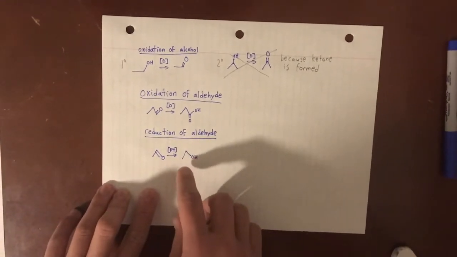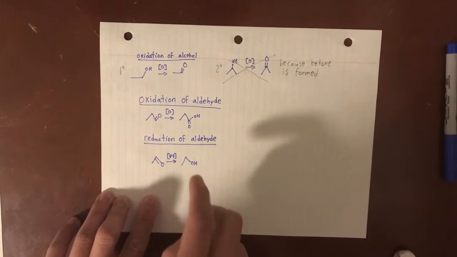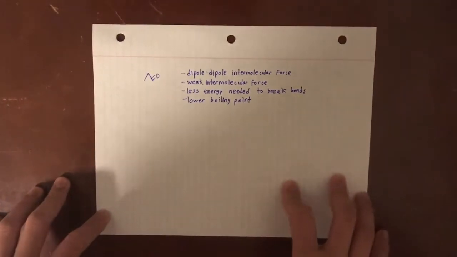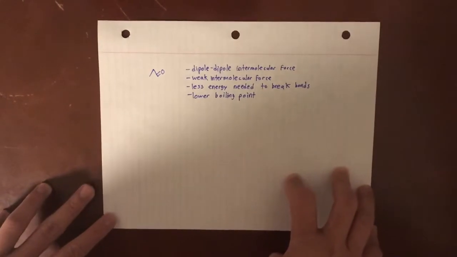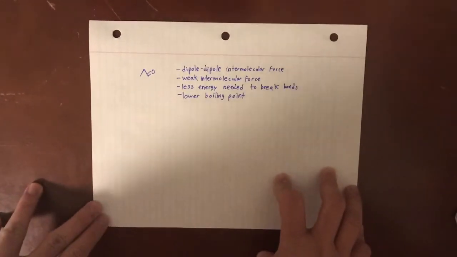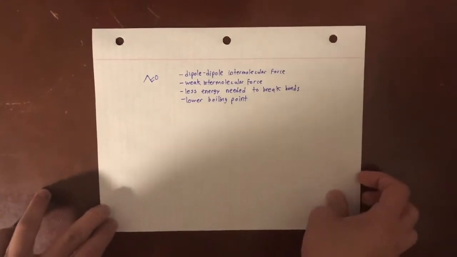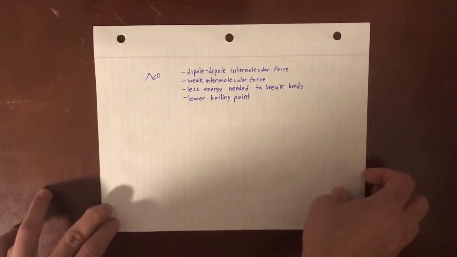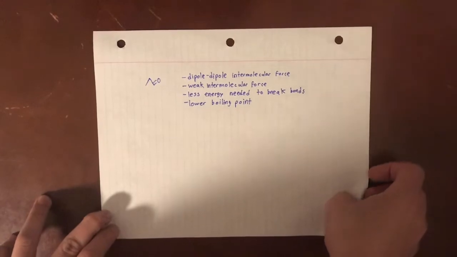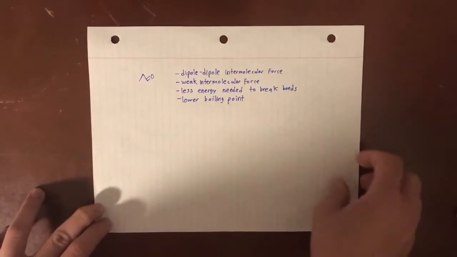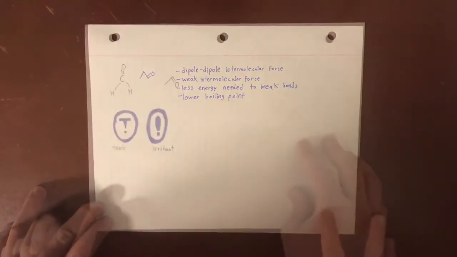A reducing agent used is platinum. Aldehydes are bonded with dipole-dipole intermolecular forces. There is no hydrogen bonding and the oxygen is more electronegative, causing dipole-dipole bonds. Weak intermolecular force means less energy would be required to break these bonds. Because of this, the boiling points of aldehydes are relatively low, but are still higher than nonpolar alkanes, alkenes, etc.